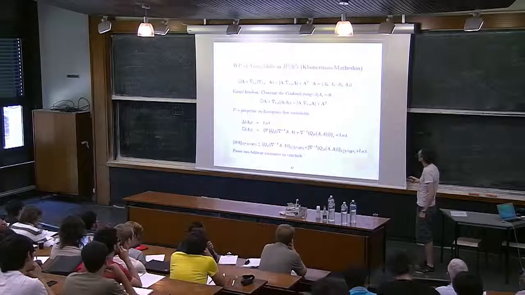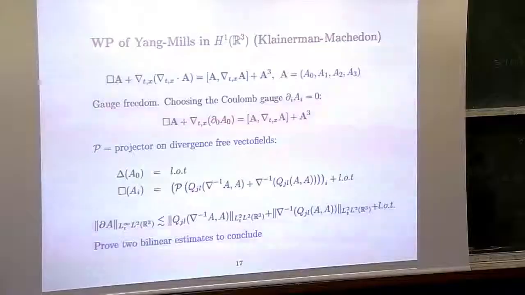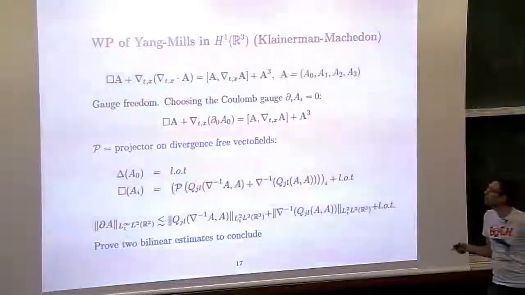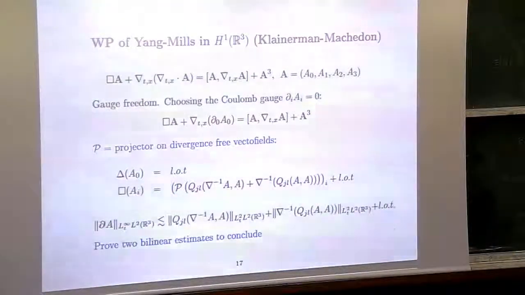So let me remind you that this is the equation, and now we want to prove well-posedness in H1. And again, as it is, I cannot start unless I kill this term here, which is related to the gauge invariance of the Yang-Mills. So there is a gauge freedom. And here I'd like to pick a very usual gauge for Yang-Mills, which is the Coulomb gauge. I'm doing this first because that's the original proof of Klainerman and Machedon, but also because that's the correct analog of what we'll do for the Einstein equations.